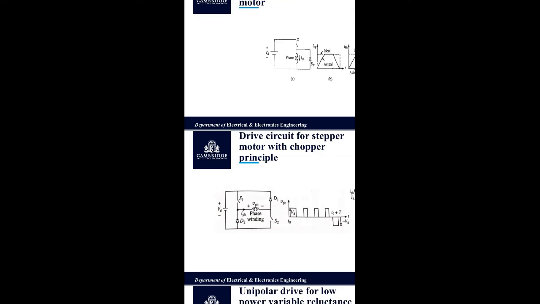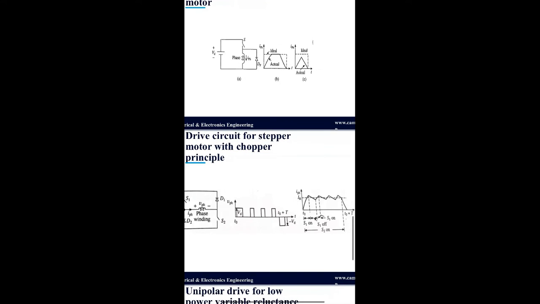At t equal to T0 plus T, what happens? The phase is de-energized. You can see here, the phase is de-energized by turning off both S1 and S2. Phase current now flows through the path consisting of D1, source Vd and D2. The major proportion of energy stored in the phase winding inductance is fed back to the source Vd. Since phase current has to flow against a large voltage Vd, it decays fast to 0. This is the chopper principle of the unipolar drive, variable reluctance drive.